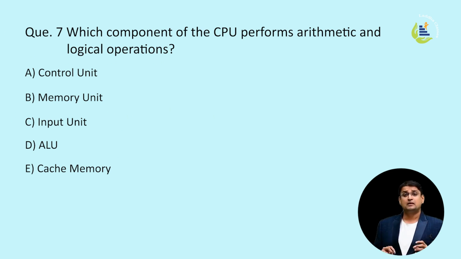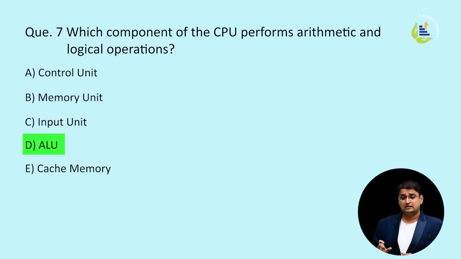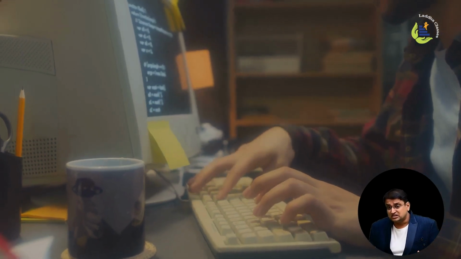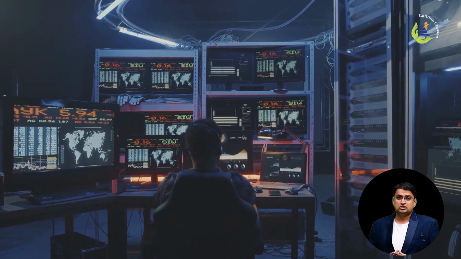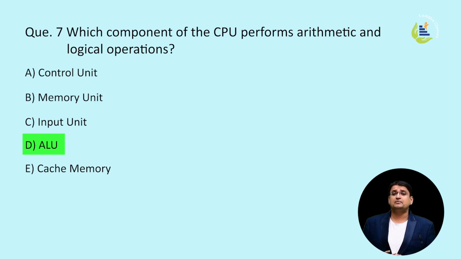Question 7. Which component of the CPU performs arithmetic and logical operations? Options are control unit, memory unit, input unit, arithmetic logic unit, cache memory. Correct answer option is D, arithmetic logic unit. Because the arithmetic logic unit performs arithmetic and logical operations like addition, subtraction, and comparisons. The control unit coordinates actions and memory units store data.